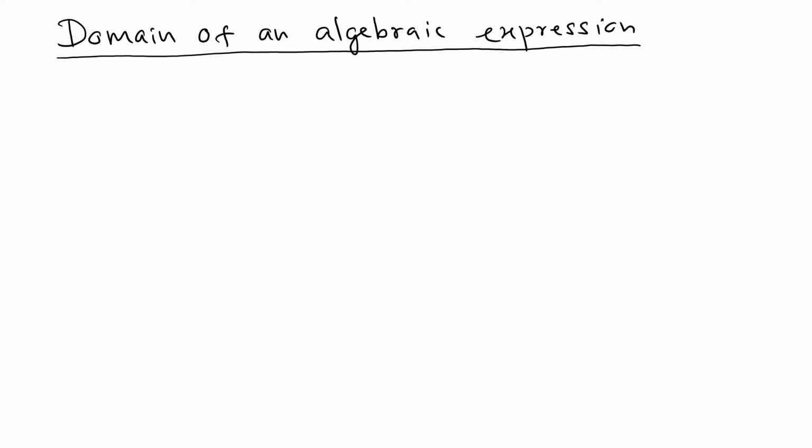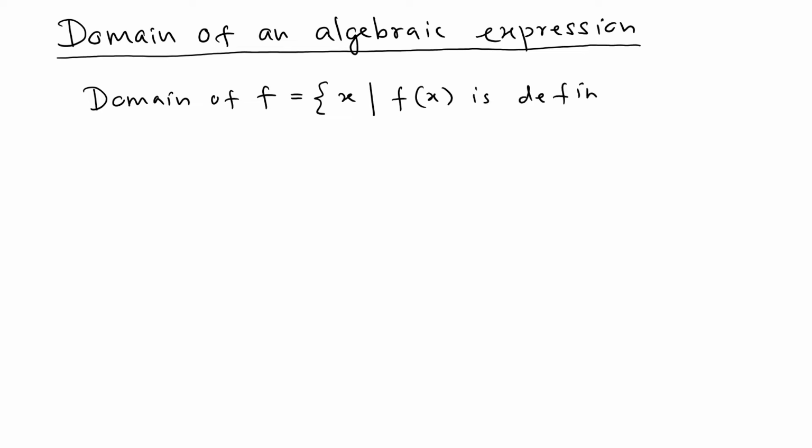In this, we discuss the domain of an algebraic expression. Before we talk about algebraic expressions, let's talk about the four different types. We can start by defining what we mean by a function and what we mean by a domain. So the domain of an algebraic expression, in this case a function, can be written as the set of x such that f(x) is defined. So we're going to find all the values for which the function or the expression is defined.